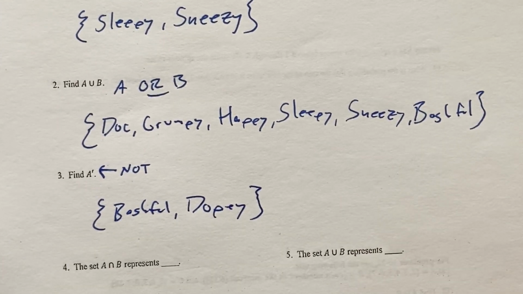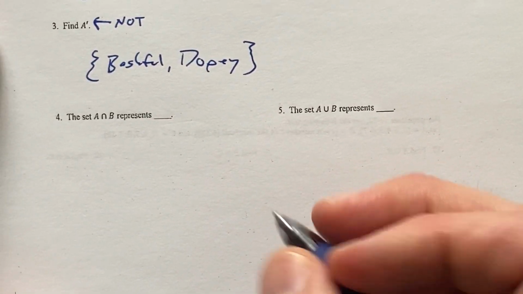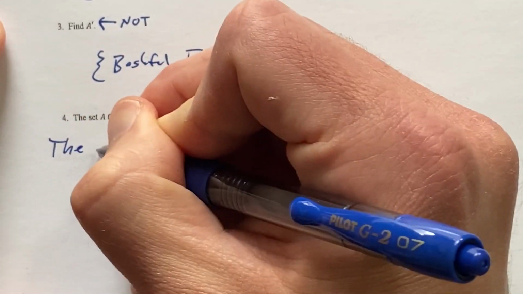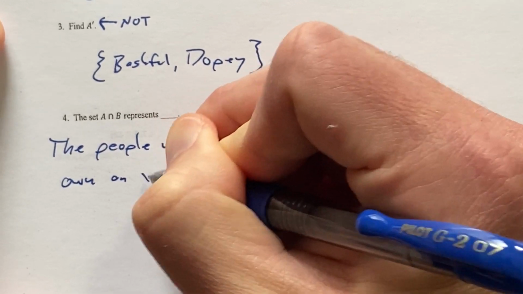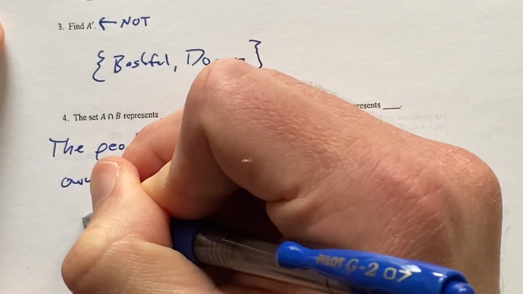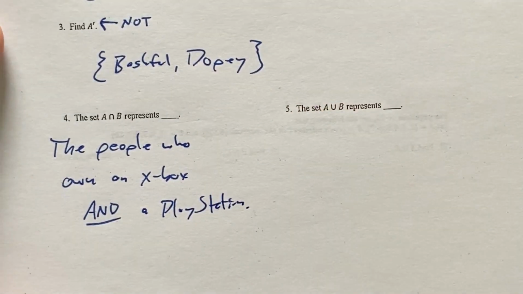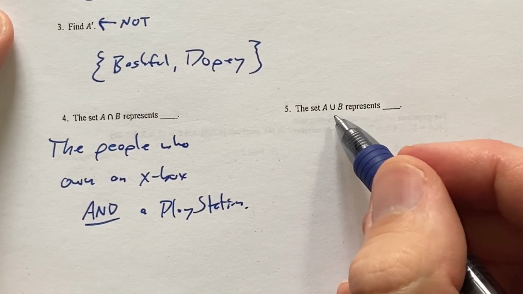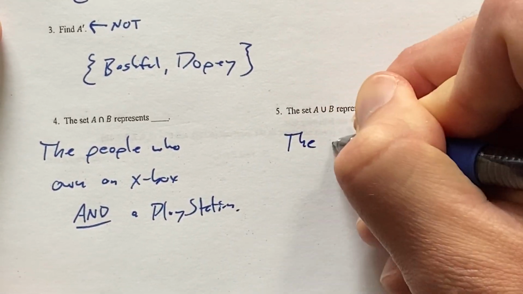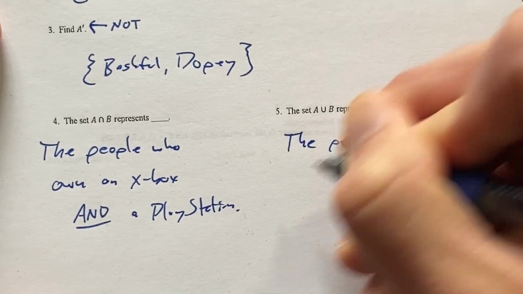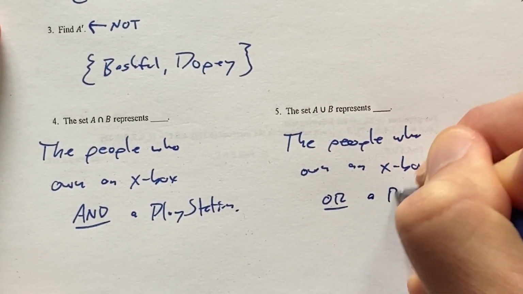Okay. Last two down here. The set A intersect B. We've already talked about this. Let's write this in words though. This represents the people who own an Xbox and a PlayStation. Okay. This U wouldn't mean and, it would mean or. So I've got the people who own an Xbox or a PlayStation.